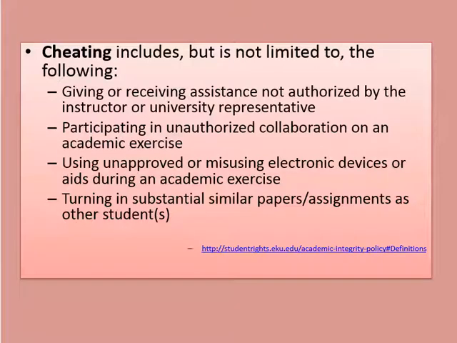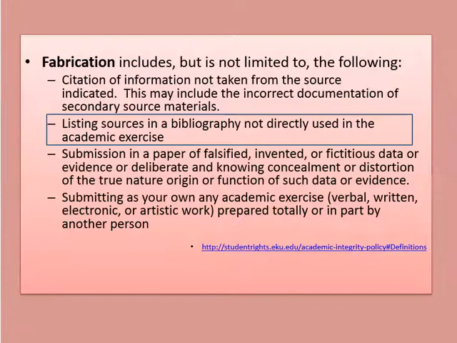Cheating is another problem, and that can also guarantee an F. If you want to earn an F for cheating, just get somebody to write the whole thing for you. Fabrication is making stuff up. Don't do it if you want a good paper. The item with the box around it is the one that most often occurs in literature reviews.